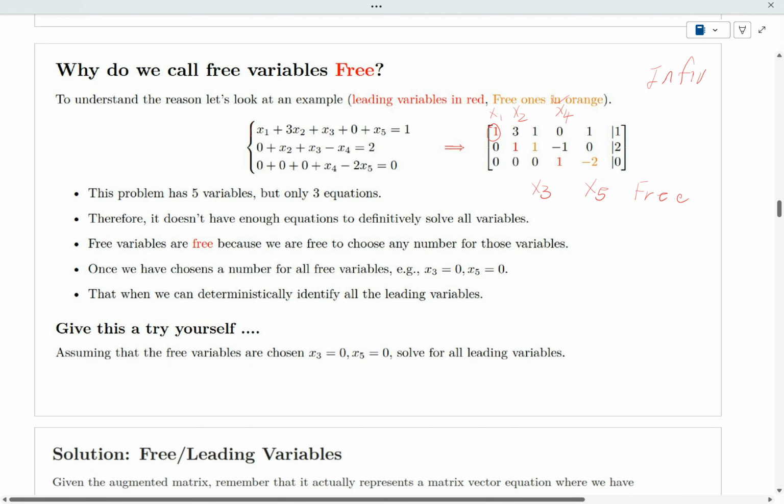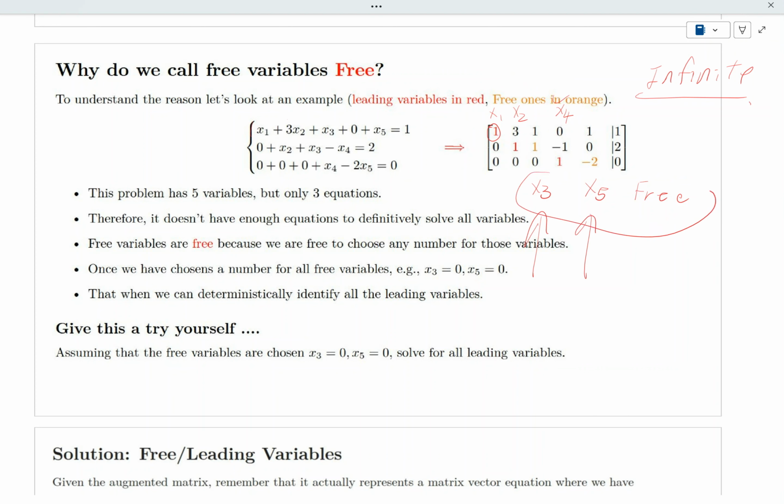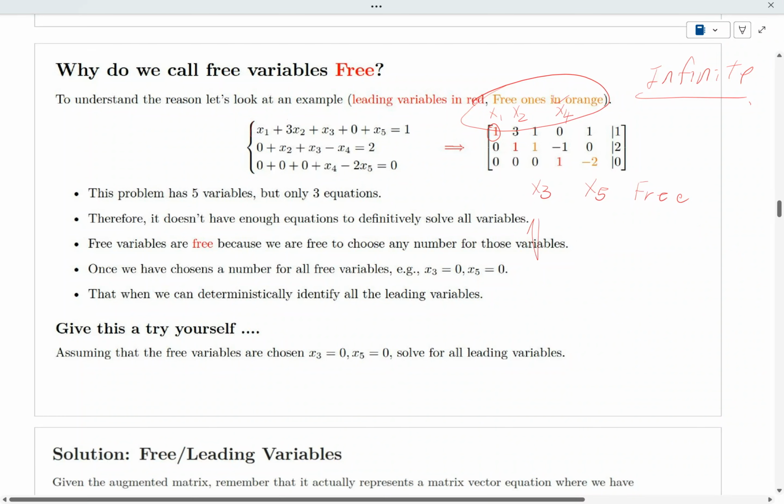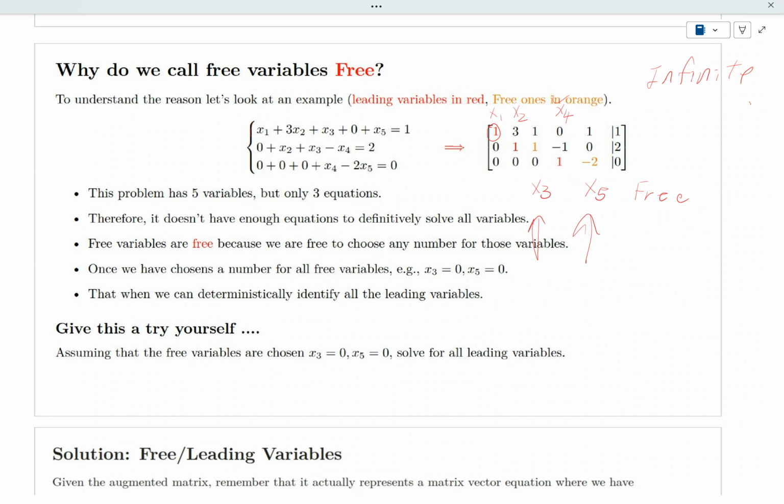Infinite solutions, because we can pick any value of x3 and x5. Once we pick x3 and x5, we get the solution for x1, x2, x4. The fact that we can pick any number we want implies that there are infinite solutions. And you will see why. I think this makes more sense if you actually do an example yourself.